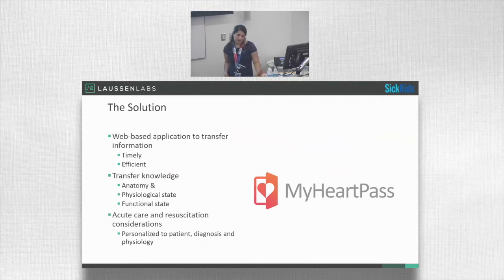We set out to solve at least the last 3 points that I talked about, being that we proposed that we could have a web-based solution whereby we could transfer information electronically in such a way that's more efficient and timely. We set out to transfer knowledge to address the knowledge gap by virtue of not only relaying the anatomy of a patient, but also trying to capture their physiology and their functional state. And lastly, in the setting of an acute event, we set out to provide some guidance around how to resuscitate these children effectively by means of providing personalized information.